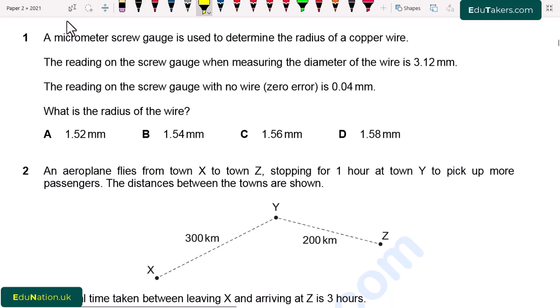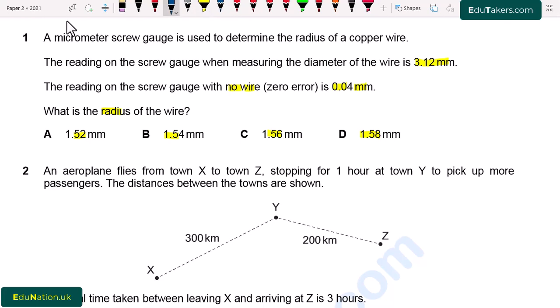A micrometer screw gauge is used to determine the radius of a copper wire. The reading on the screw gauge when measuring the diameter of the wire is 3.12 mm. The reading on the screw gauge with no wire is 0.04 mm. What is the radius of the wire? So here we have to find out the radius of the wire. The options are A 1.52 mm, B 1.54 mm, C 1.56 mm and D 1.58 mm.